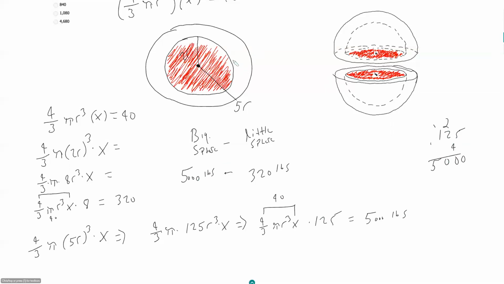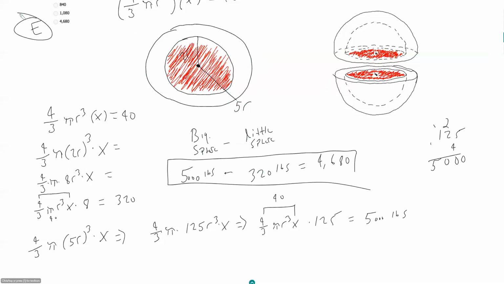So if we want the entire spherical shell, we've got to find the weight of both the shell with the inner sphere, which is 5,000 pounds, then subtract out the inner sphere, which is 320 pounds, and that leaves us with 4,680 pounds. What a nightmare of a question.